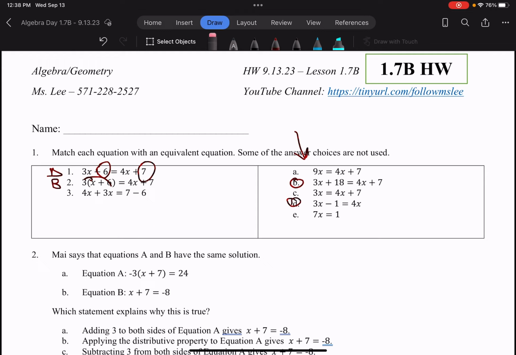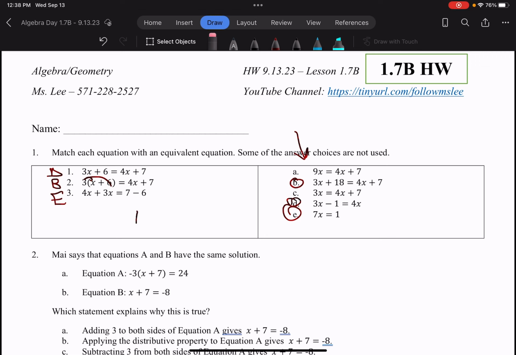All right, number 3, I have 4x plus 3x equals 7 minus 6. Well, the most obvious thing to do here is to combine your like terms because they're already on the same side of the equation. So 4x and 3x is going to be 7x, and 7 minus 6 is going to be 1. I immediately see that that is equation E.